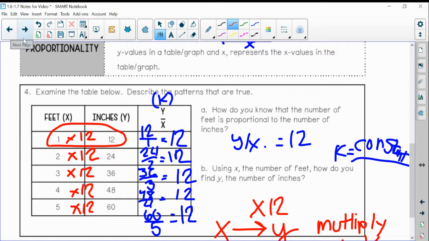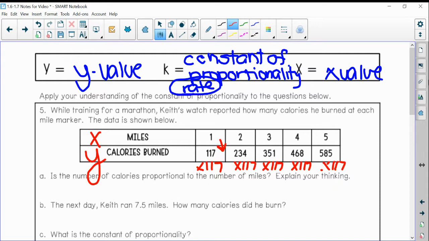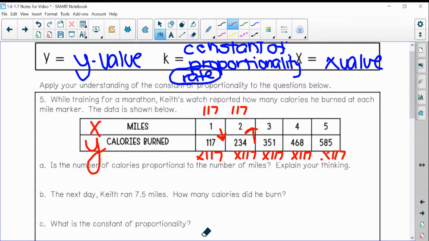Y divided by x gave us the same thing. So let's try that. 117 divided by 1 is 117. If we go the other way, 234 divided by 2, again 117. So do you notice a pattern? To get from here to here, we multiply by 117. To go from here to here, we divide by 117. Is the number of calories proportional? Yes, because that's a constant that never changes. What was that constant number?